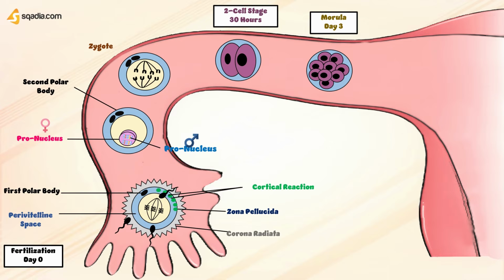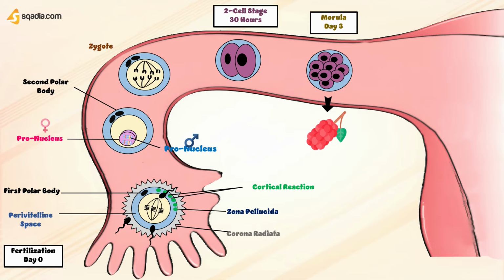But do you know how 16-cell morula looks like? Well, this 16-cell morula looks like mulberry. I know, it's a bit confusing. But not for you. Let's break down the stages of cleavage further.